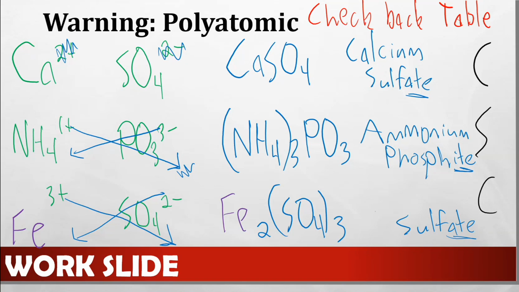So this would be Fe2, but the name would be iron, and we're going to need this 3. So this would be iron 3 sulfate, like that. So remember, multi-charge is still a thing. Do not forget about that. And that takes care of our polyatomic crash course.